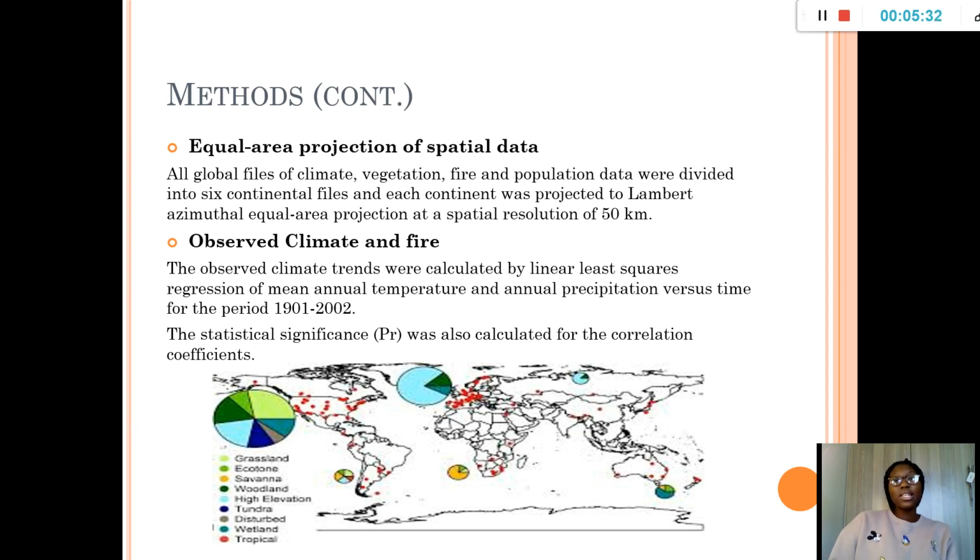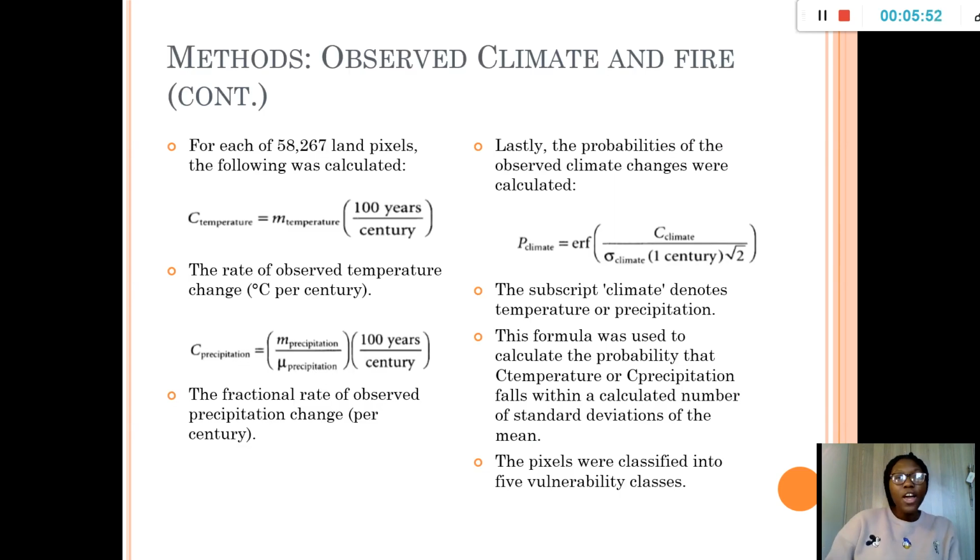The statistical significance was also calculated for the correlation coefficients. The statistical significance does not give a direct measure of the magnitude of the change. So a variable or a factor can be statistically significant, but that does not necessarily mean that we do not reject the null hypothesis if need be.